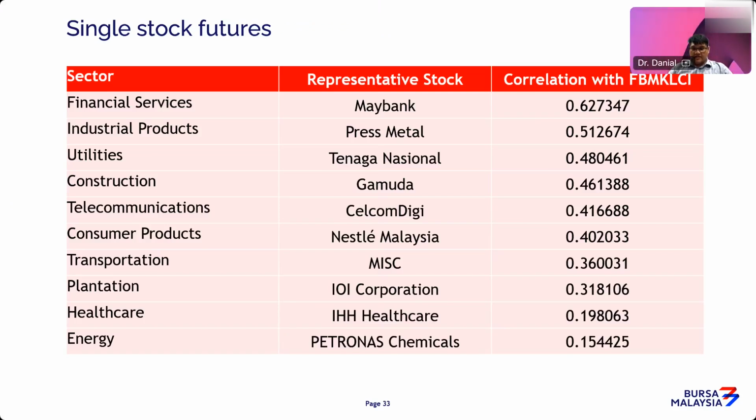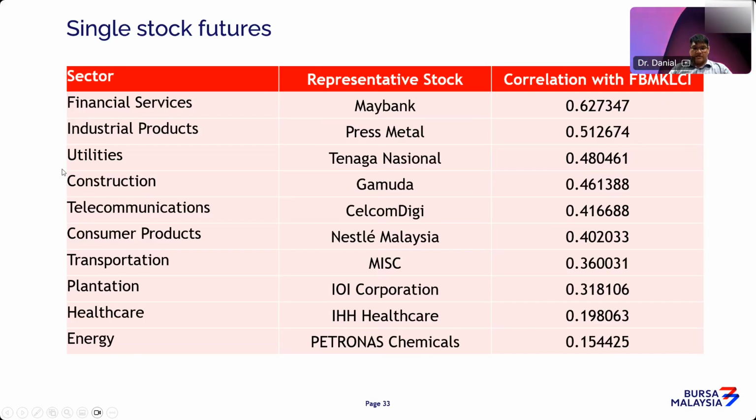Okay, I think we finish up on the KLCI futures and CPO futures. Now, at a short glance, I would like to share one thing or two about single stock futures. As we know, single stock futures basically consist of FBM KLCI components that are allowed to be short sold. So we have from financial services to energy. However, the one most positively correlated with FBM KLCI is financial services. The least is energy, which is Petronas Chemical.